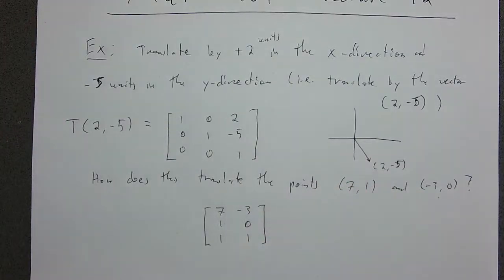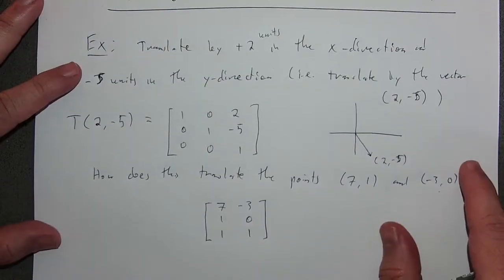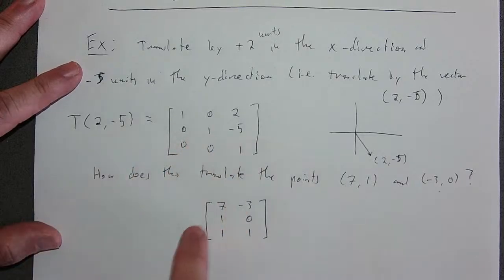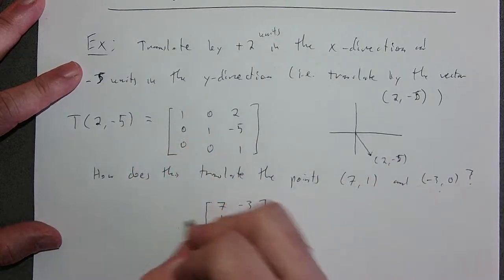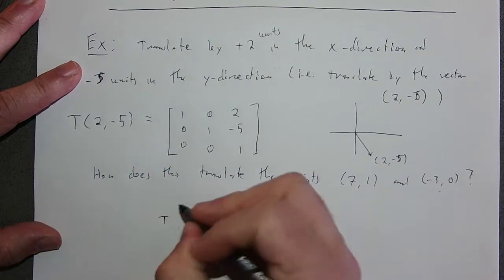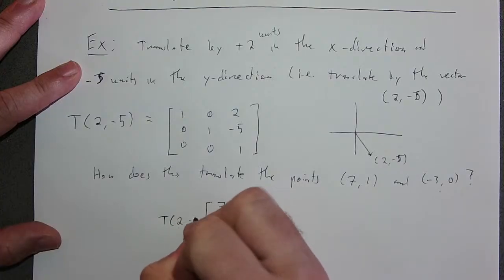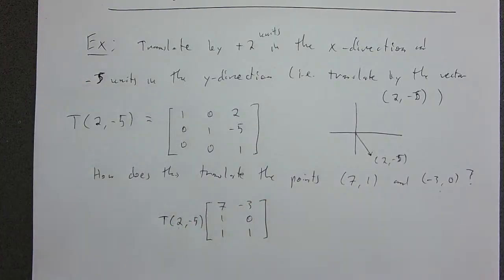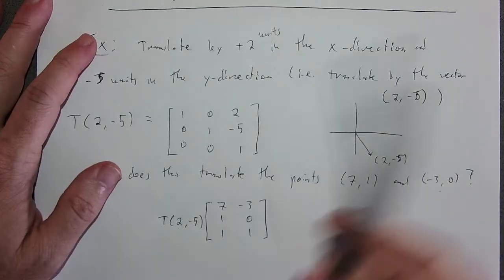That's our matrix. Now, we could have, if we wanted to, done this for any number of points. We chose 2 points here, so that's what I'm going to stick with. And so if I want to see how this translation affects these 2 points, I can actually multiply this matrix by my matrix T, 2 minus 5. So I'm multiplying these 2 things.